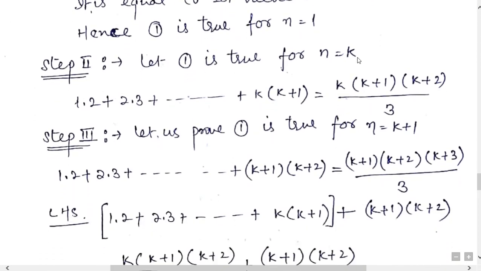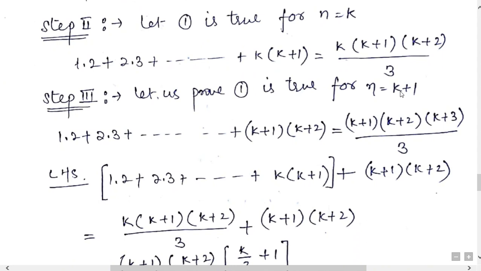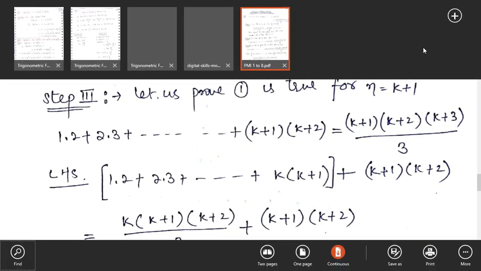Now simply insert n is equal to k in the given statement. Then try for n is equal to k plus 1. Actually, we have to prove this in the third step. First and second steps are simple. In the first, you have to insert only n is equal to 1, and in the second, you have to insert only k in place of n. Now in step 3, 1 into 2, 2 into 3, up to so on k plus 1 into k plus 2, and on the right hand side k plus 1, k plus 2, k plus 3 divided by 3.